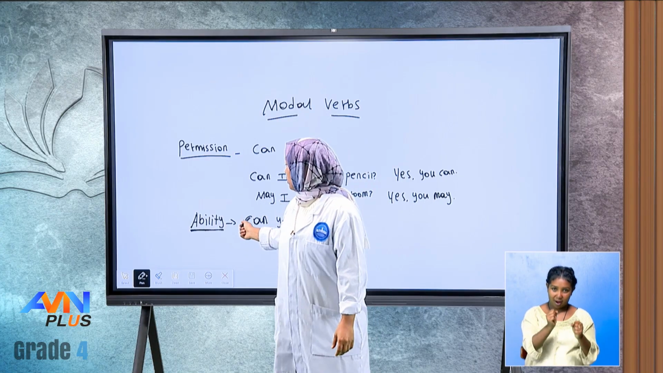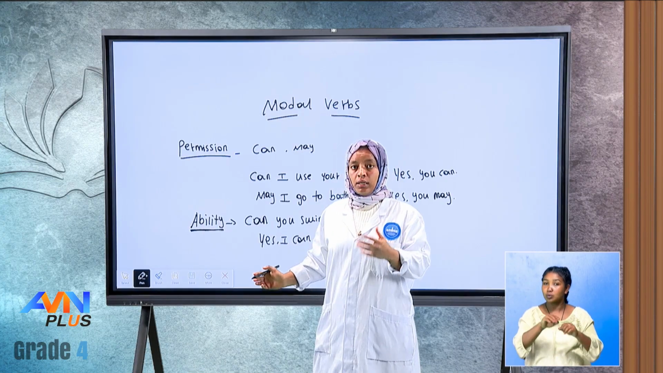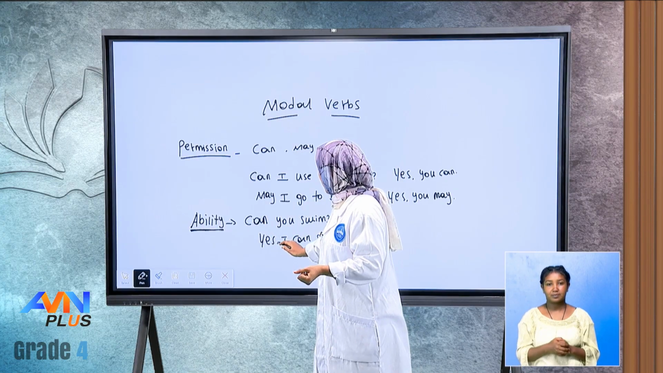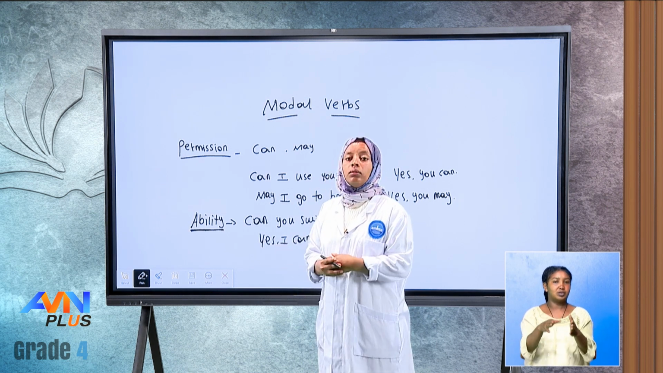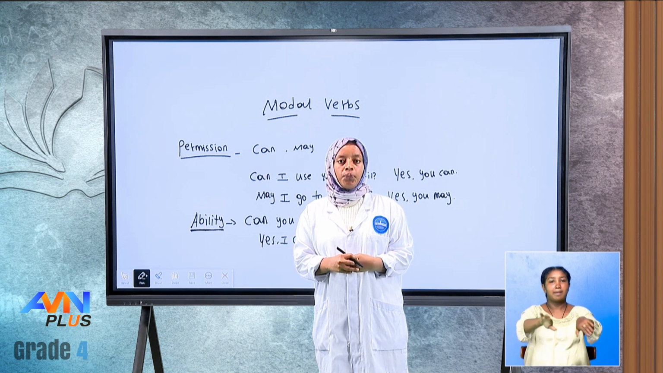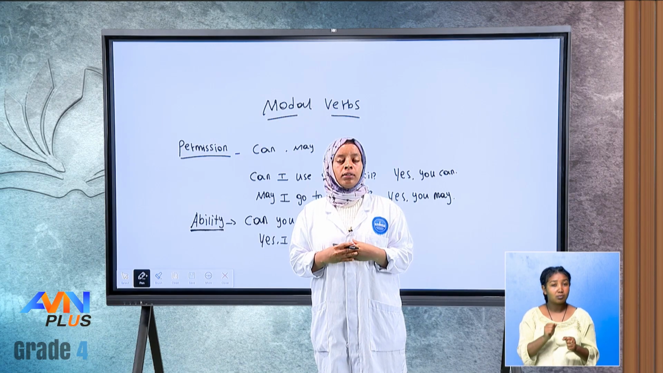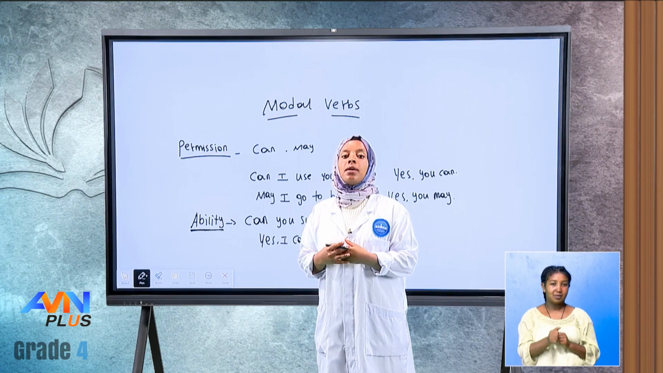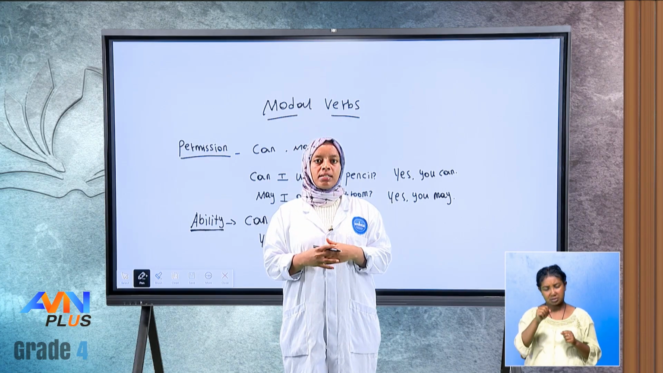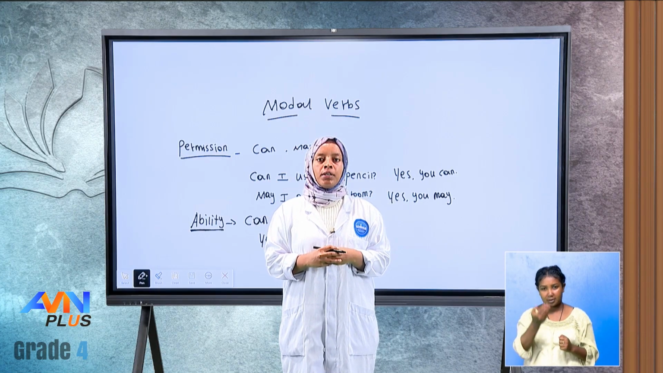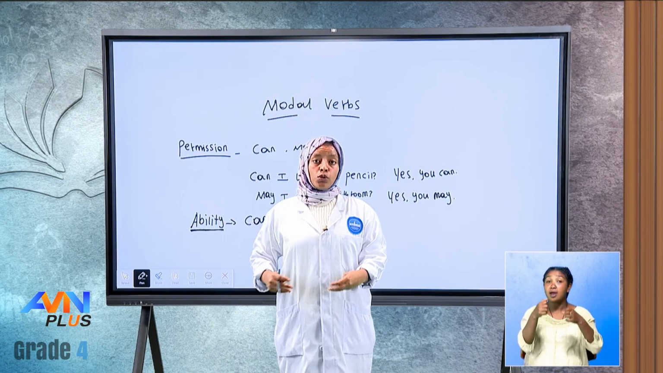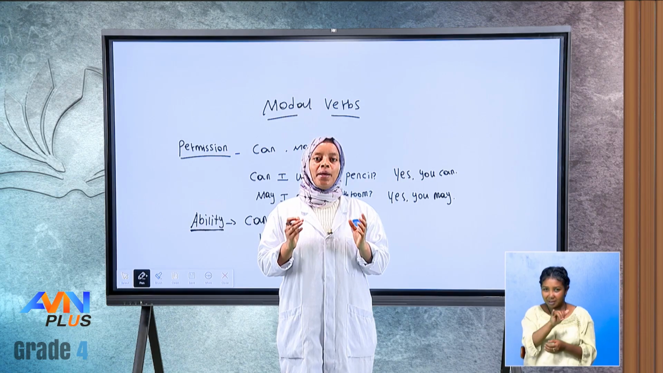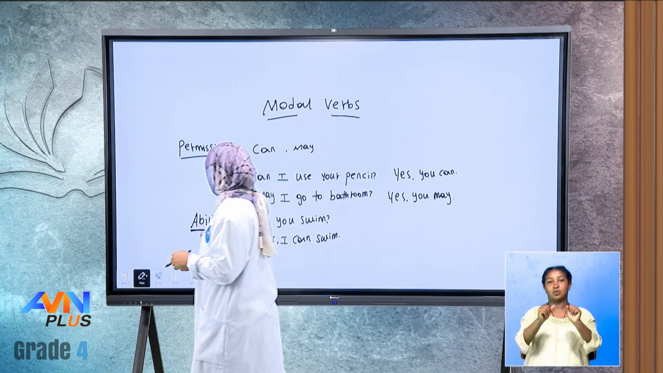We can use can. Can you swim? This is asking about your ability. For example, I give you an example. Yes, I can swim. Can you speak Arabic? No, I can't speak. And also you can say, yes, I can speak. We can use can, also could, for ability. Let us continue.